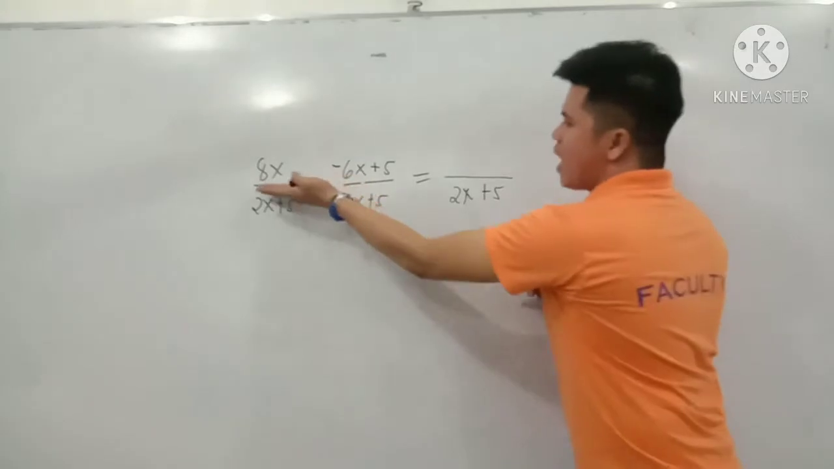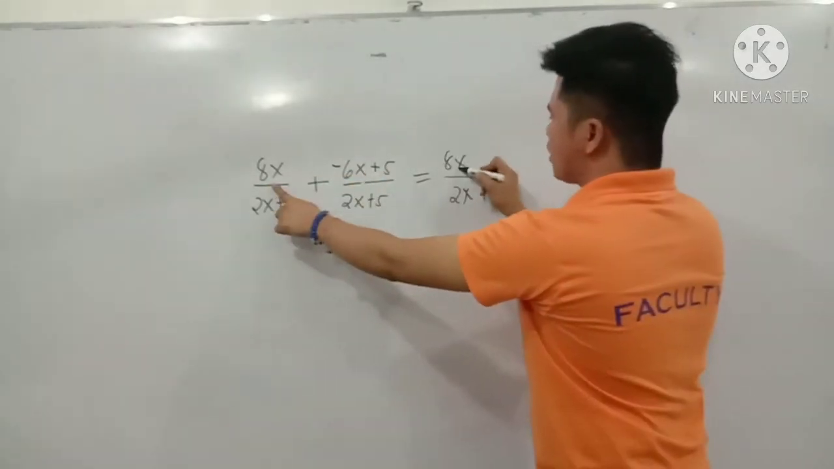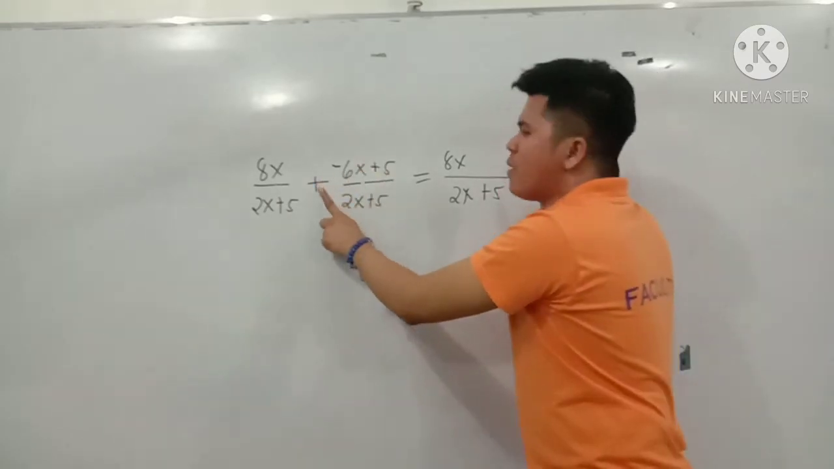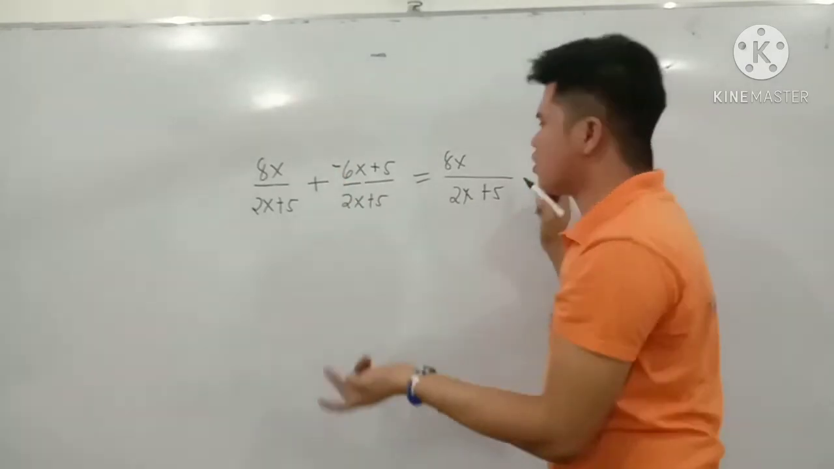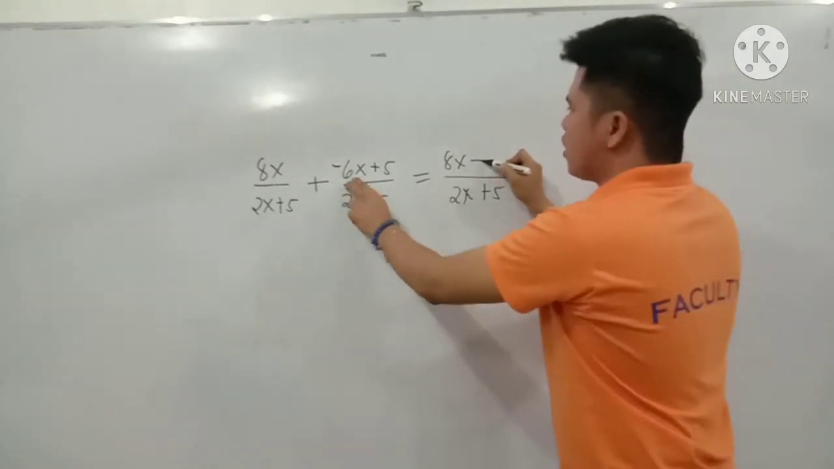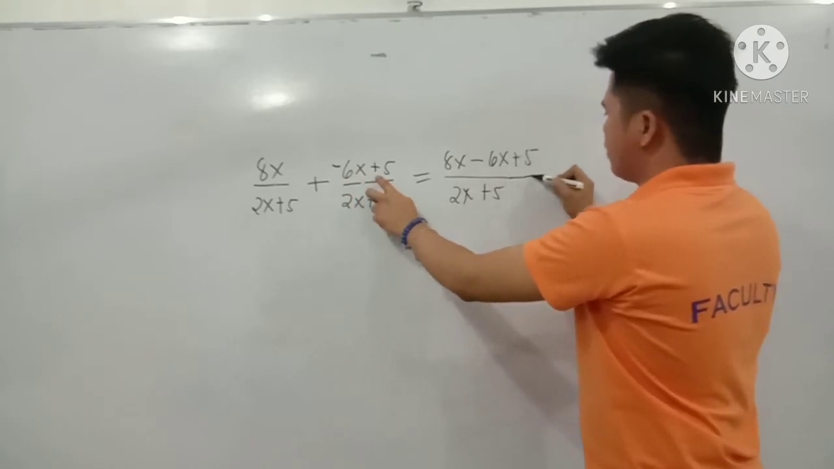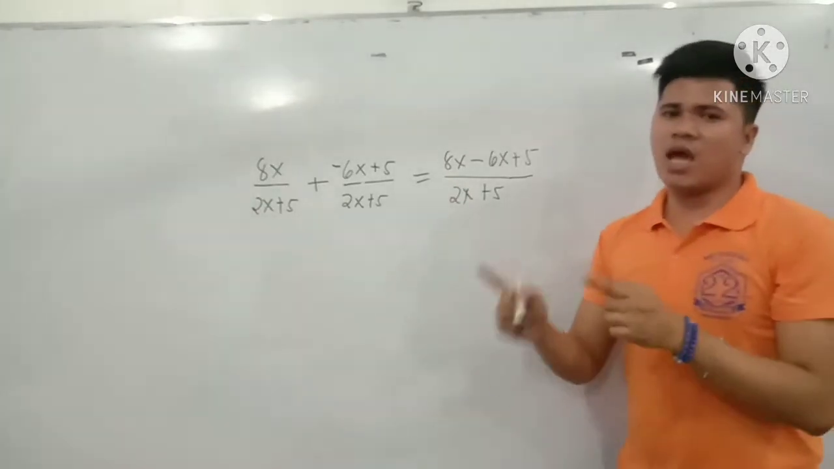And then we simply add the numerator. So copy 8x, then plus negative 6x. Again, if we combine the positive and the negative sign, the result is always negative. So copy 6x plus 5. And now if you observe, our numerator still has like terms.